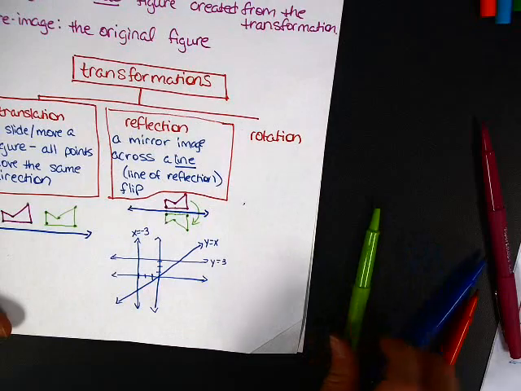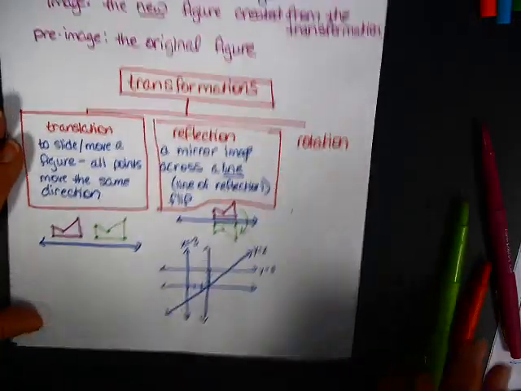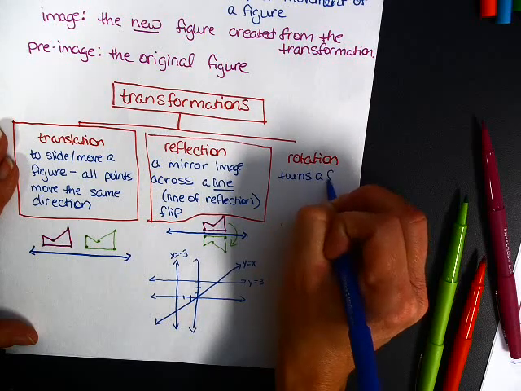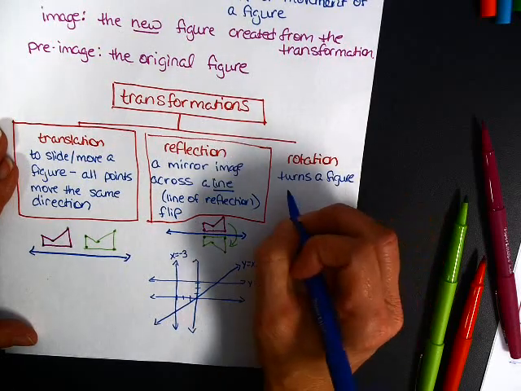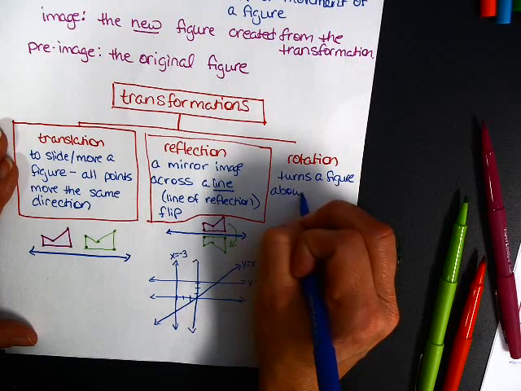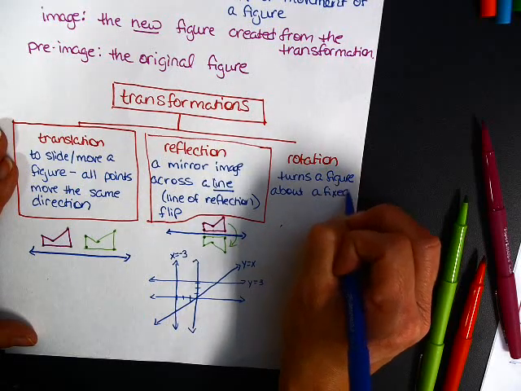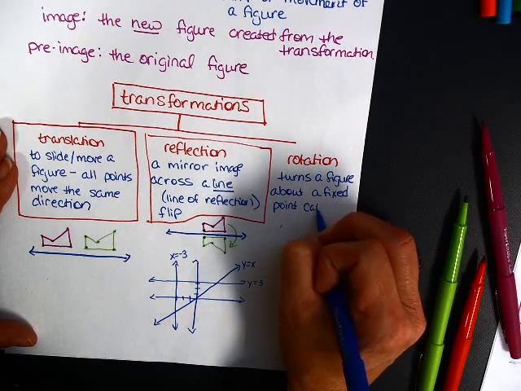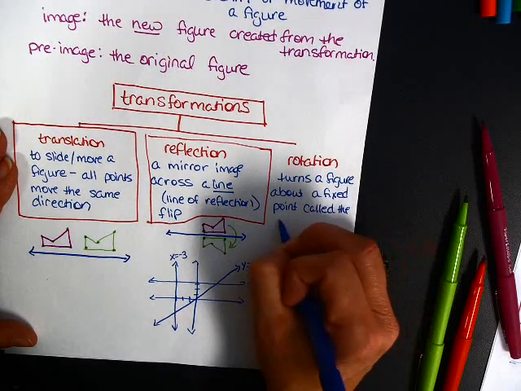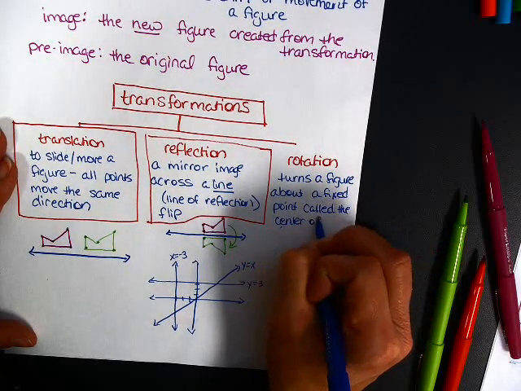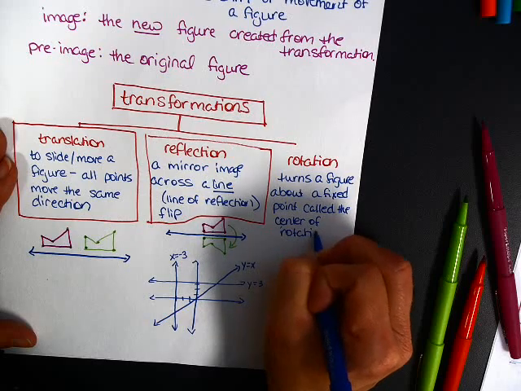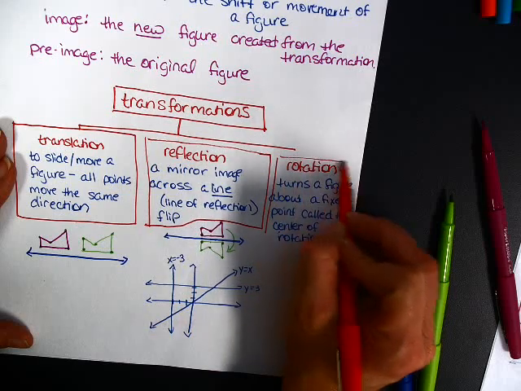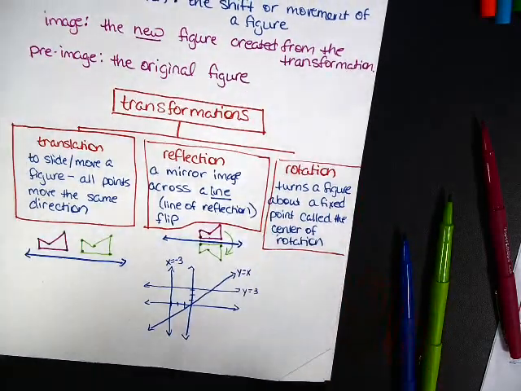All right, now then, a rotation. A rotation is such that it turns a figure about a fixed point, called the center of rotation. Okay, so we've got our 3 different examples right now of a transformation.